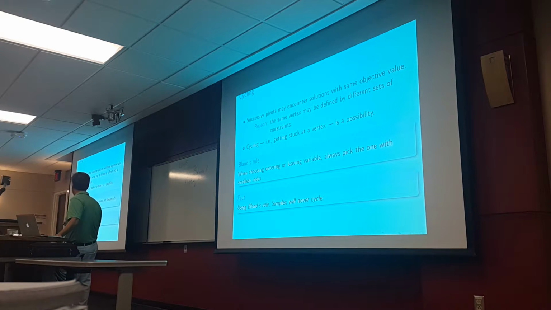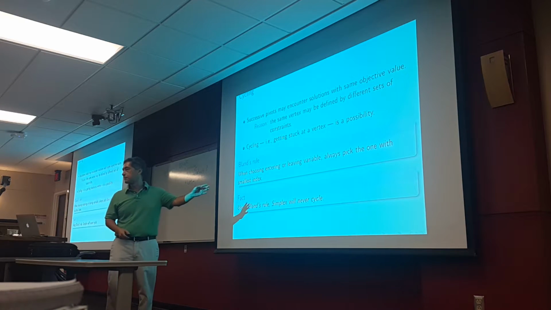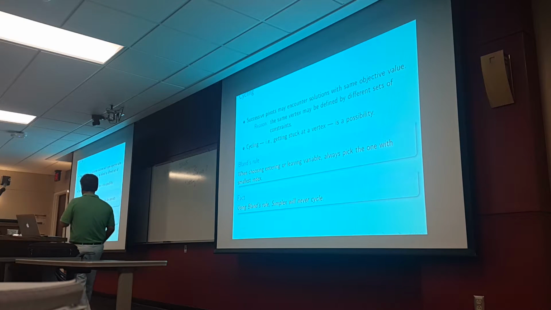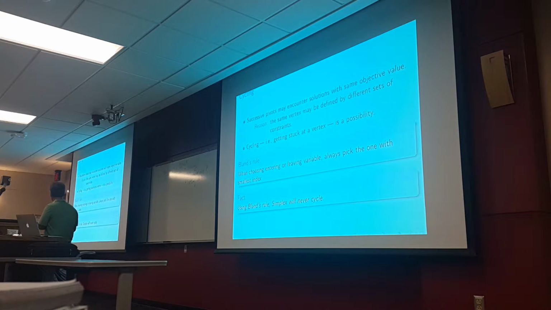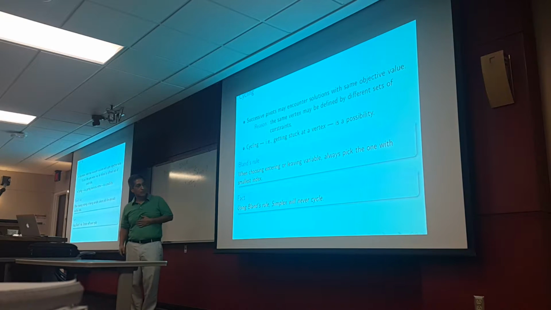For reference, cycling is a possibility, but you can avoid it using this rule by Bland. When I say index, I mean, if I'm talking about a choice between x2 and x5, the smaller index is the one with index 2. Not values or anything, just the indices. And that just works. So that was the first thing.